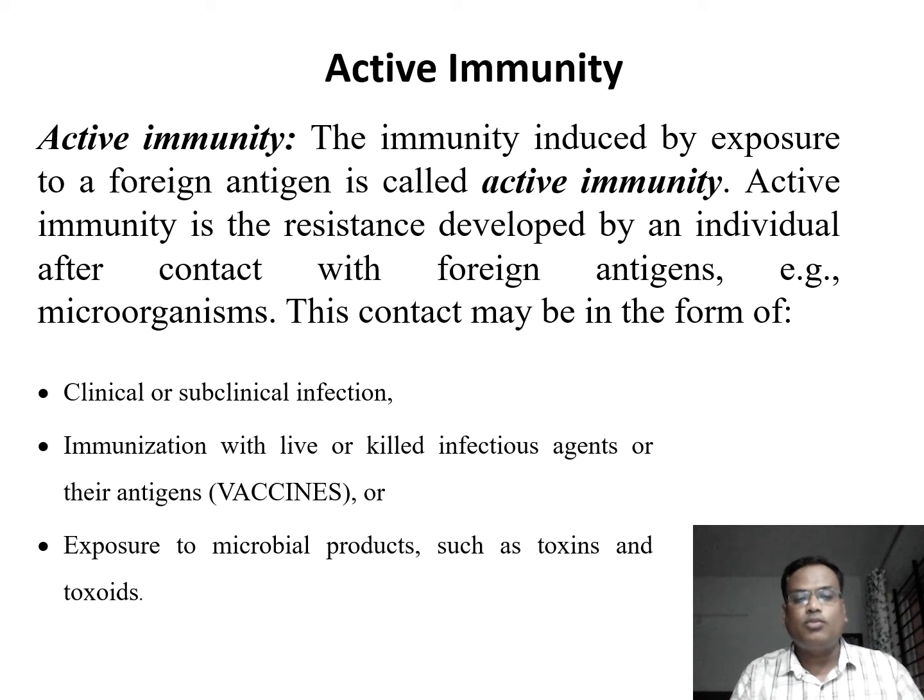Now, exposure to microbial products such as toxins and toxoids. Sometimes the microbe itself may not be the cause. For example, when a honeybee stings, the poison of the honeybee is going to produce an immune response. With the biting of snakes or insects, they inject chemicals, and you can consider those chemicals as toxic material. The immune system also develops an immune response against these particular toxins.